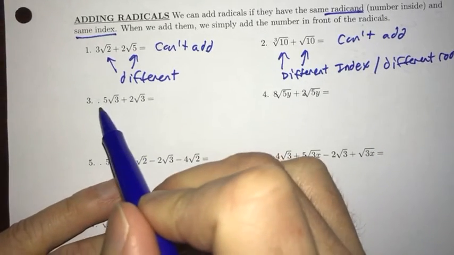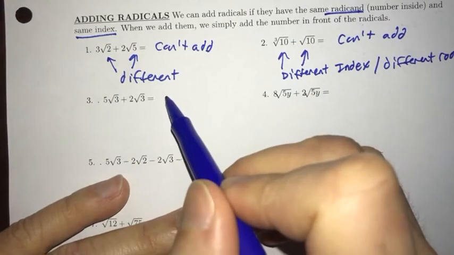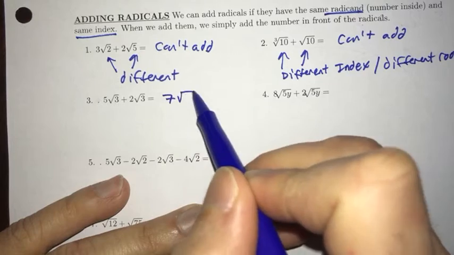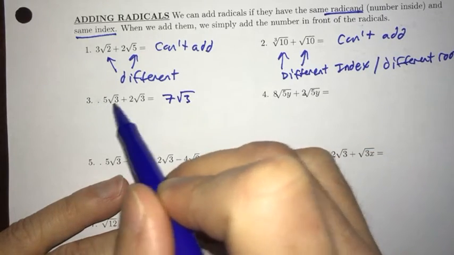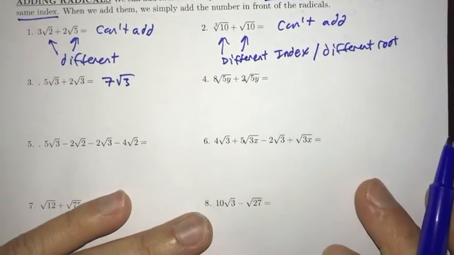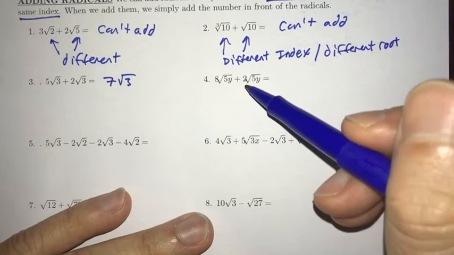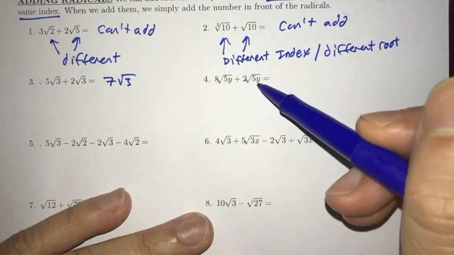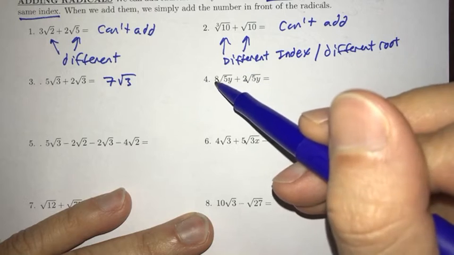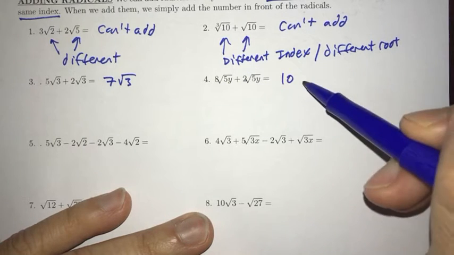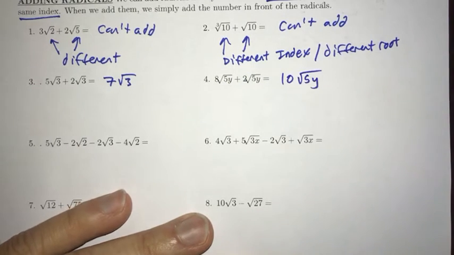But here you see we have 5 square root 3 plus 2 square root 3. All we do here is 7 square root 3. They're the same number inside the root, so we can just add them as if they were like terms. Same thing here. These both have a 5y inside. Have the 8 there, a 2 there, so this just becomes 10 with the root 5y, just like terms.